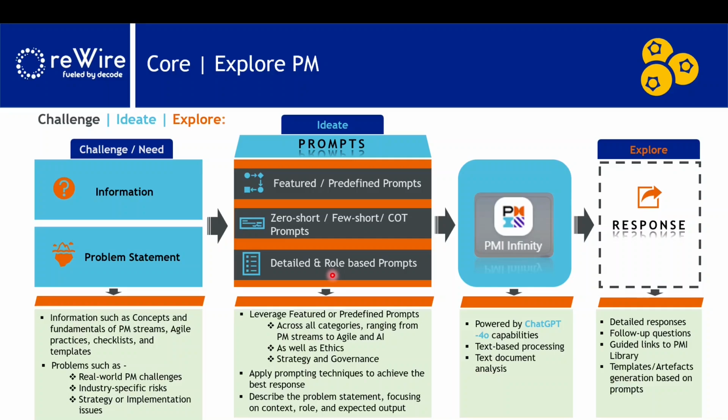The assistant will give you that information, but it's not final. You have to explore, and you need to understand your need. Based on that, you get the information, try to explore more, get the right information, and customize it in the next stage. So this is how I have visualized this particular PMI Infinity assistant in three stages: challenge, ideate, and explore. I've been using this particular assistant for the past 8 months, following this kind of strategy.